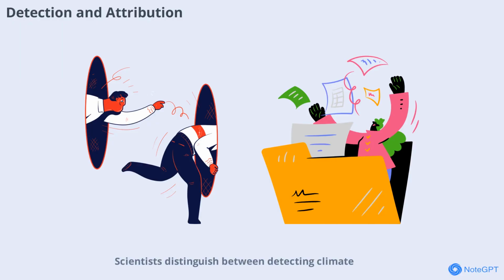Scientists distinguish between detecting climate change and attributing its causes. Detection means showing that observed changes are statistically significant and not due to natural variability alone. Attribution involves identifying the causes, mainly greenhouse gas increases. Multiple lines of evidence, including climate models, satellite data, and physical fingerprints like stratospheric cooling, confirm that recent warming is overwhelmingly due to human activity. This scientific consensus drives global efforts to reduce greenhouse gas emissions and address climate change.